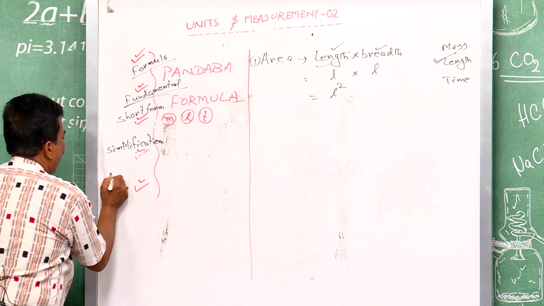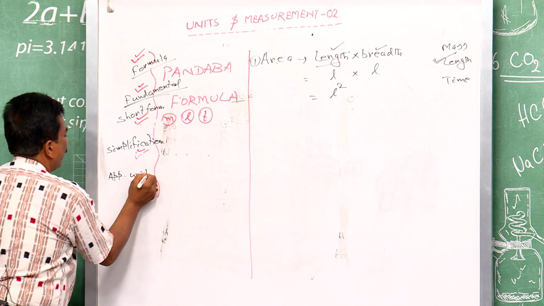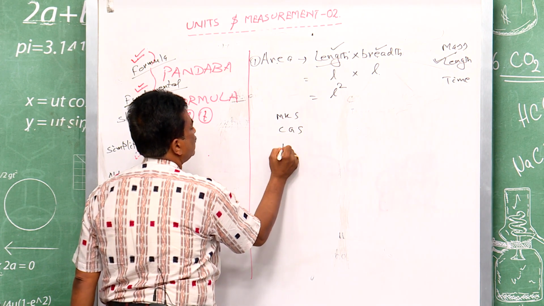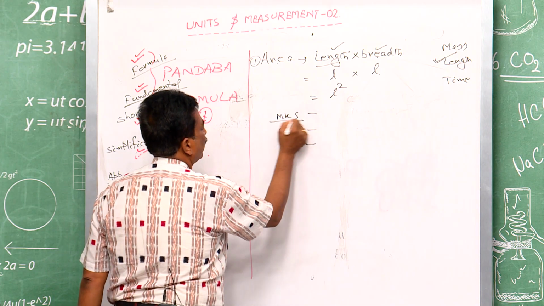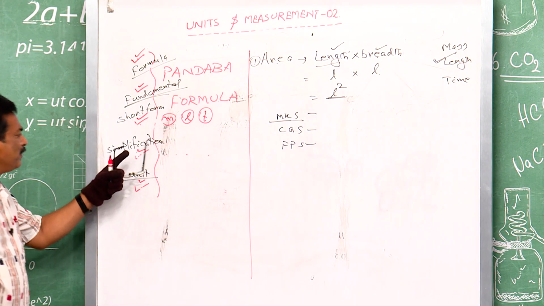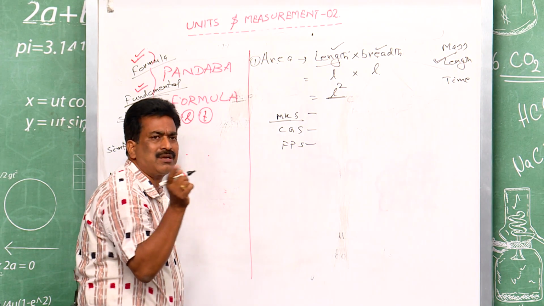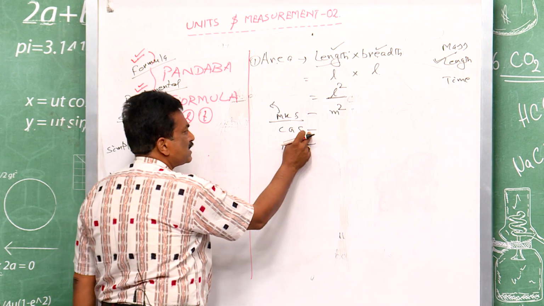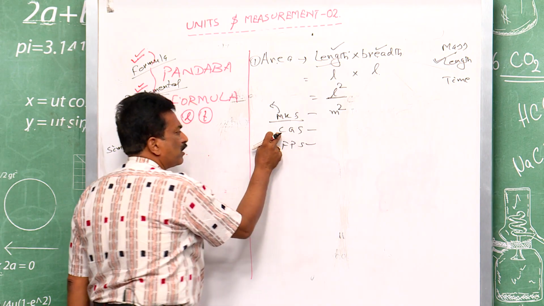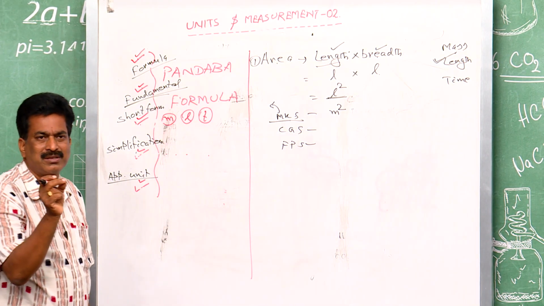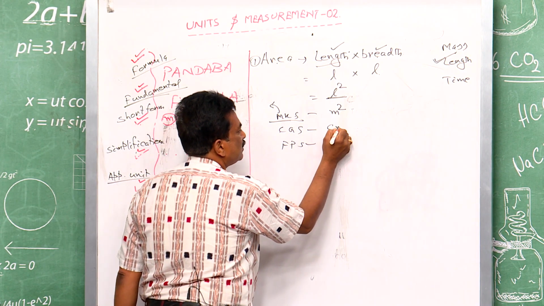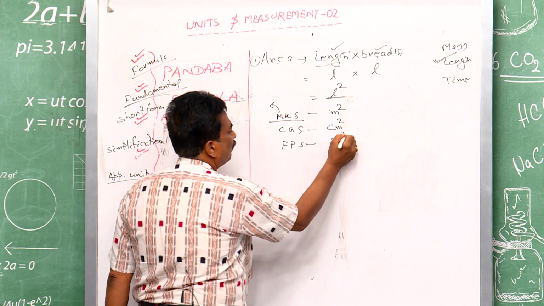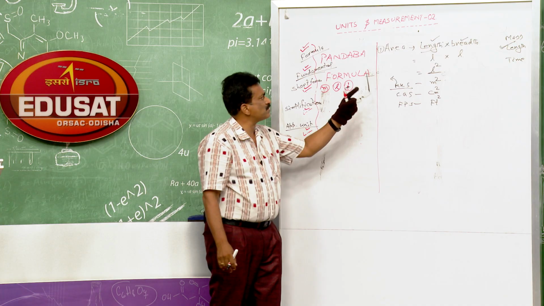Next one is the appropriate unit. You have to put the appropriate unit. So what are the units? MKS, CGS, FPS. For the MKS, this is L squared. L means length. In the MKS, which one is the length? This M is the length. So this is meter squared. For the CGS system, the formula is L squared. For the CGS, L means length. What is the length for the CGS? That is the centimeter. So this is centimeter squared. And for the FPS, that is the foot. Therefore, this is foot squared. So this is for the area.